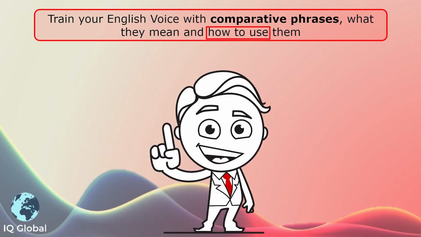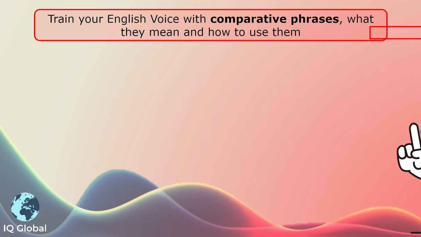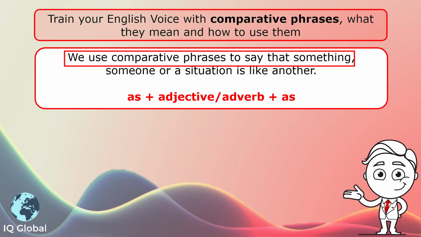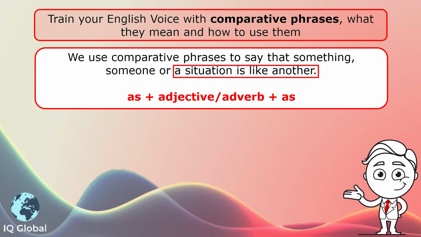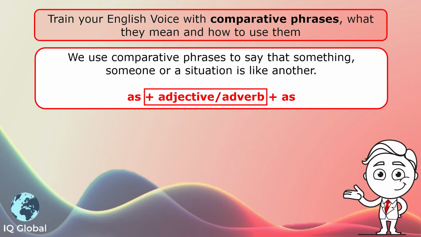Let's learn how to use comparative phrases and find out what they mean. We use comparative phrases to say that something, someone, or a situation is like another. And we use the following structure to form these sentences. So we start with as, then an adjective or an adverb, and then the word as again.